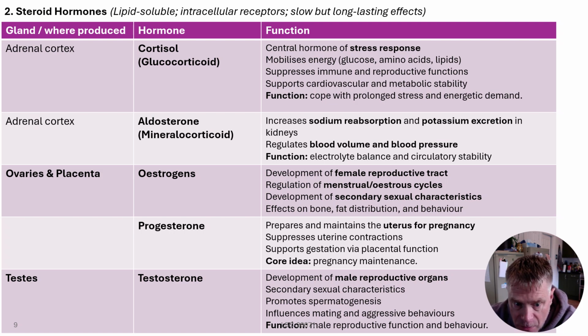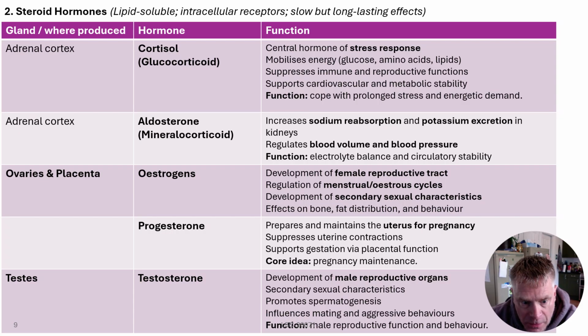Also in the adrenal cortex, we have another hormone, that's aldosterone, and this increases sodium reabsorption and potassium excretion in the kidneys. The function of this is electrolyte balance and circulatory stability, so it's regulating blood volume and blood pressure.